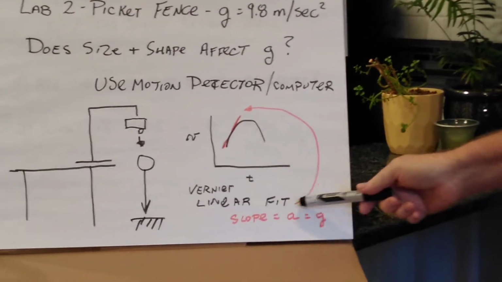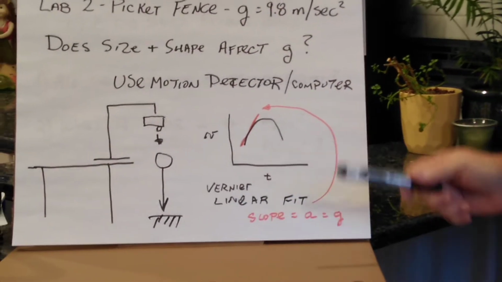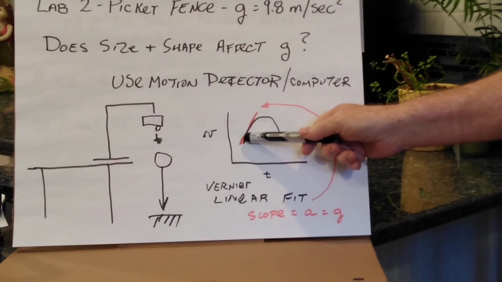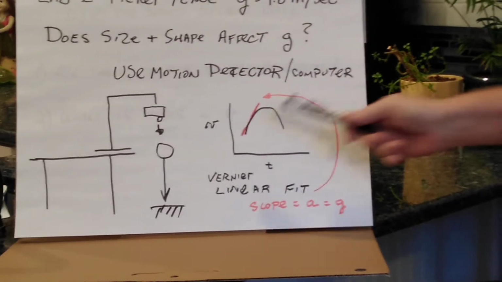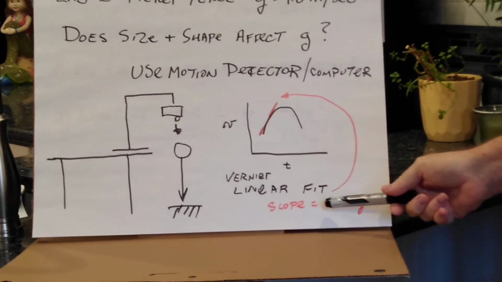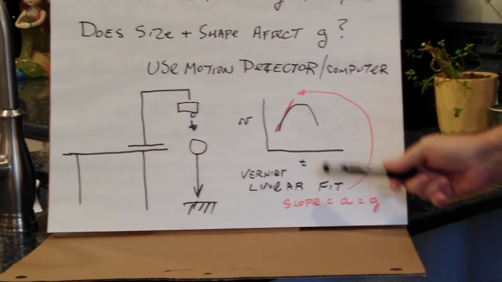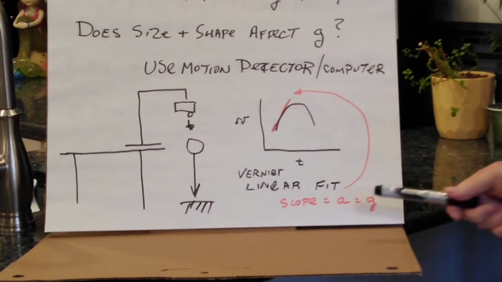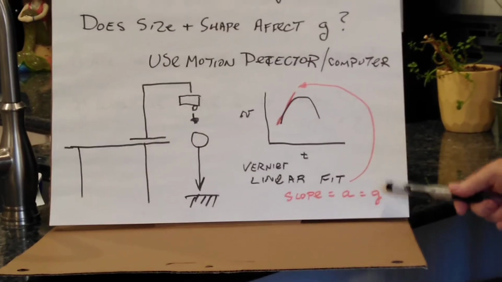And using the linear fit function from our Vernier software, we're going to be able to determine the slope of that, the upward slope of that curve. And that slope will be the acceleration of that object, and it's the acceleration due to gravity.